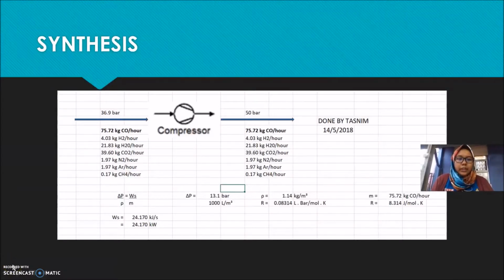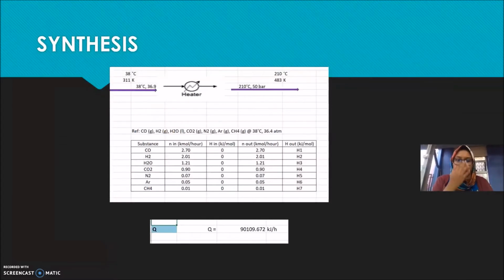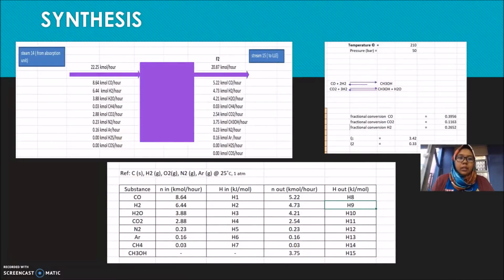Hello, I'm Tasnim Ashikin. Now we want to proceed with a compressor that changes the pressure from 36.9 bar to 50 bar, and the work shaft calculated is 24.17 kilowatt. Next, we have a heater which converts the temperature from 38 degrees Celsius to 210 degrees Celsius with a Q value of 90,109.672 kilojoule per hour.